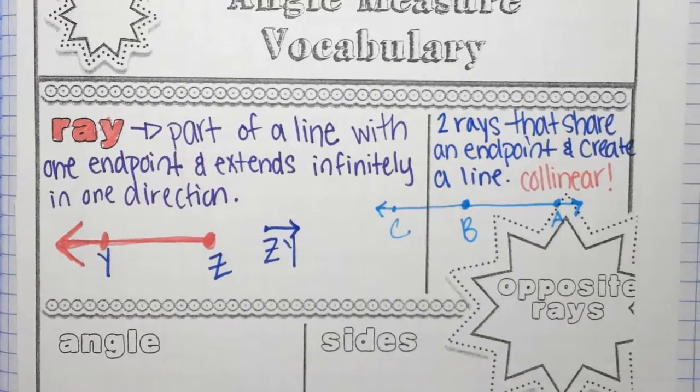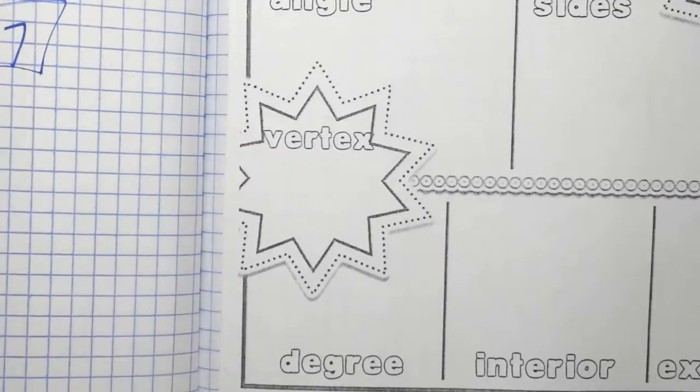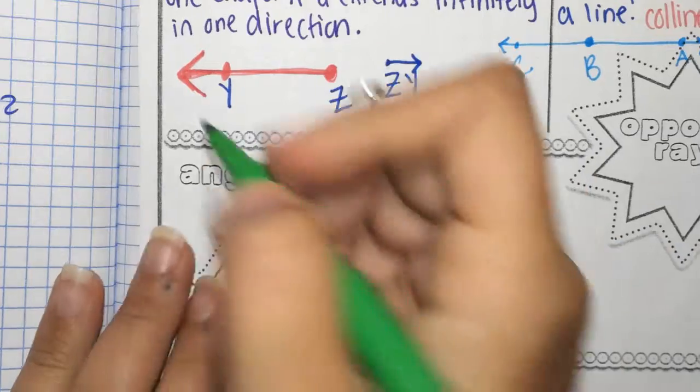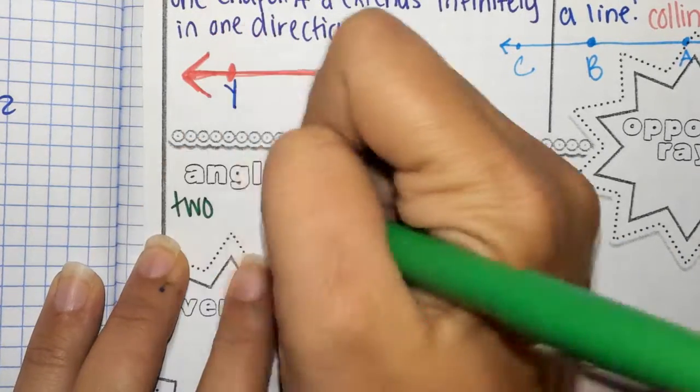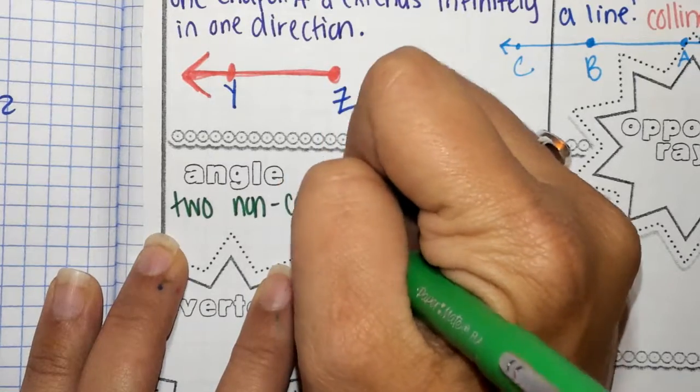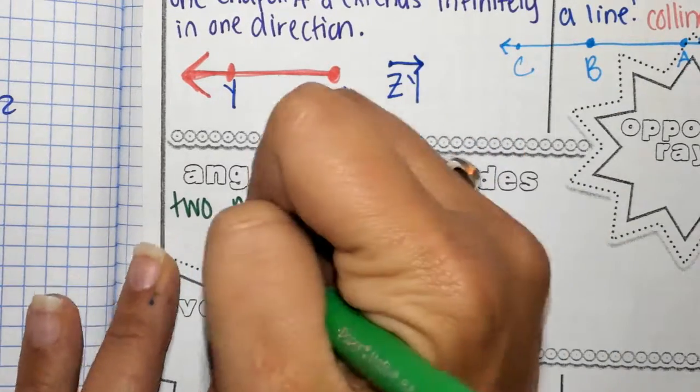All right, now let's look at an angle. What do you think is an angle? Is it one ray or two rays? Are they collinear or non-collinear? Boom, that's the definition. Take a point. Everybody gets a point. Yeah, two non-collinear rays. Everybody gets a point for answering. Two non-collinear rays.